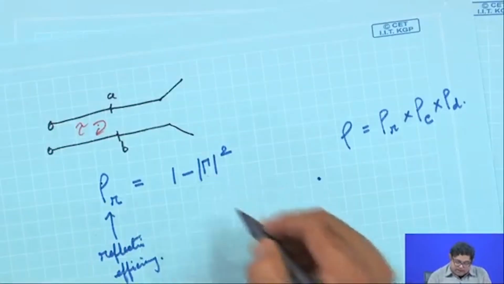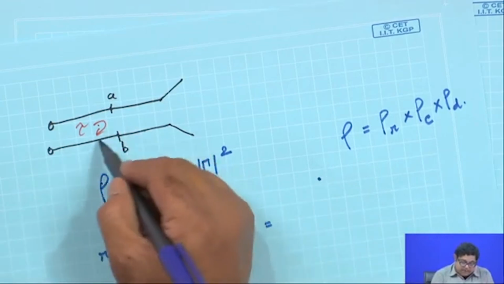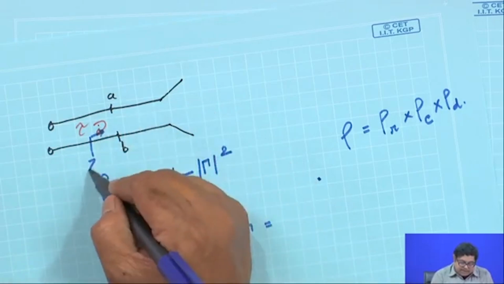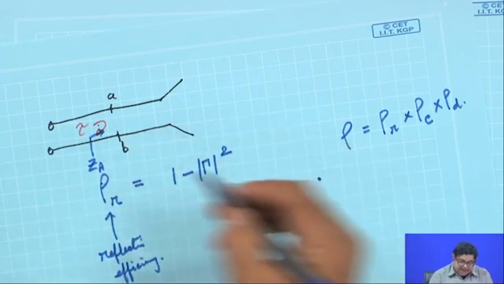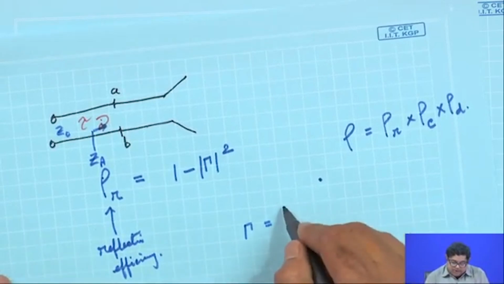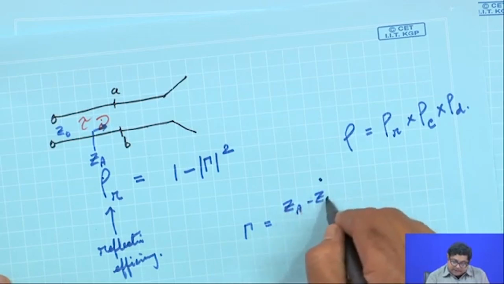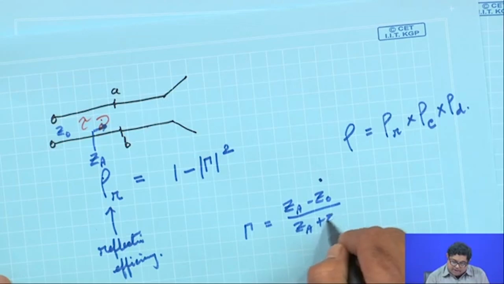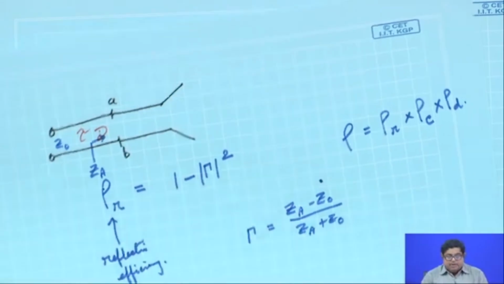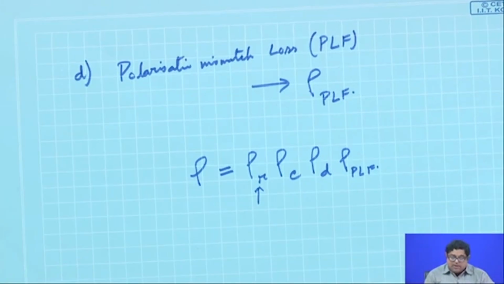Now, this gamma is well known. Suppose the antenna is giving an impedance Z A and the characteristic impedance of this transmission line is Z naught, then we know that the reflection coefficient gamma will be Z A minus Z naught by Z A plus Z naught. From there we can calculate the voltage reflection coefficient, and from there we can find the power loss. So, these are things that were not said.